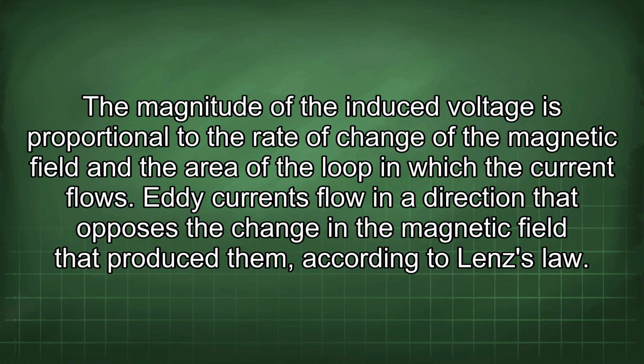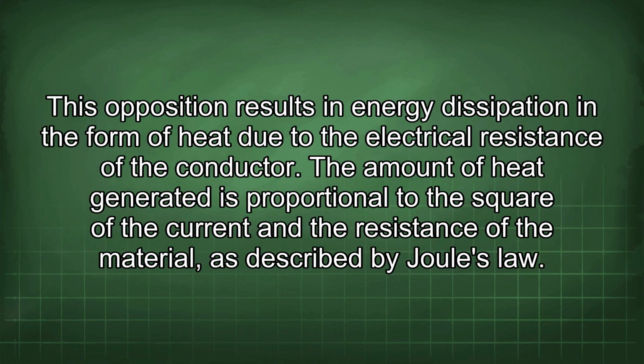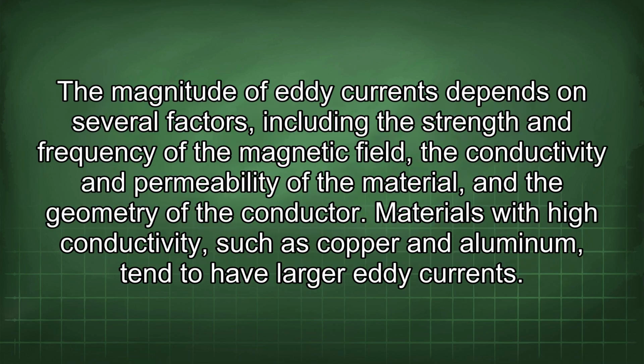Eddy currents flow in a direction that opposes the change in the magnetic field that produced them, according to Lenz's law. This opposition results in energy dissipation in the form of heat due to the electrical resistance of the conductor. The amount of heat generated is proportional to the square of the current and the resistance of the material, as described by Joule's law. The magnitude of eddy currents depends on several factors, including the strength and frequency of the magnetic field, the conductivity and permeability of the material, and the geometry of the conductor.